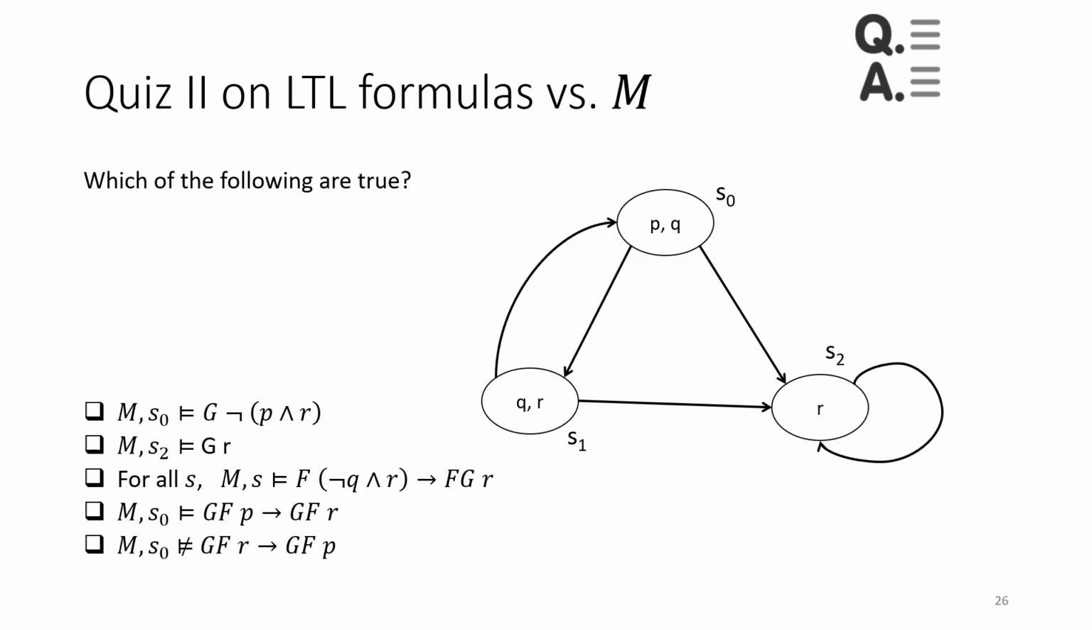Okay, now what happens if we look at all states? Do they satisfy that eventually not Q and R implies eventually globally R? Now that's a bit more tricky. We could check from which states we are going to reach this state, because that's basically, is this ever the case? So from S2 we could eventually reach that.